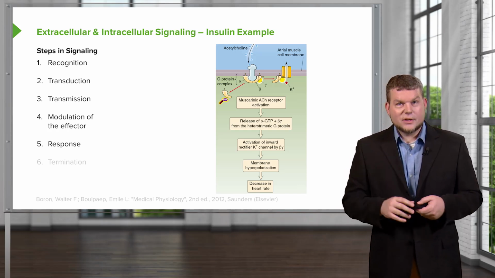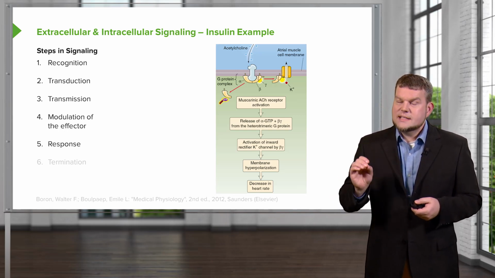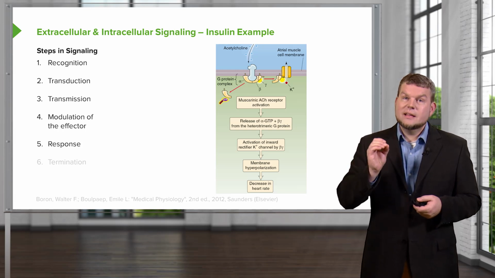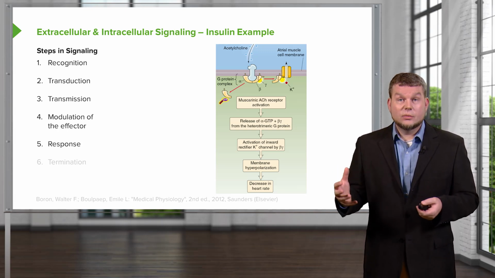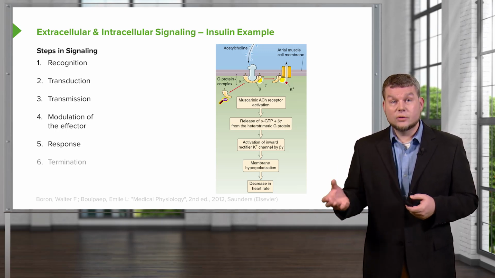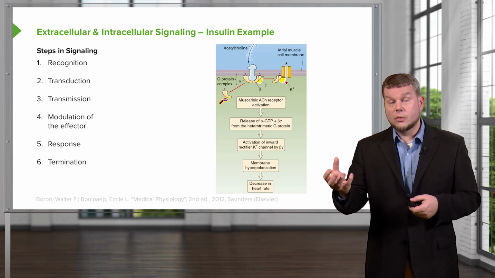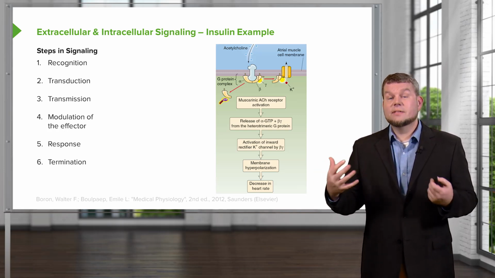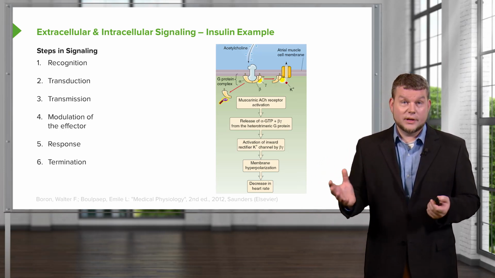So how does a muscarinic receptor terminate the response? There is an enzyme that is in the presynaptic membrane that will break down acetylcholine. It's called acetylcholinesterase. Acetylcholinesterase will break down acetylcholine into inactive products, so then it can no longer bind to muscarinic receptors.